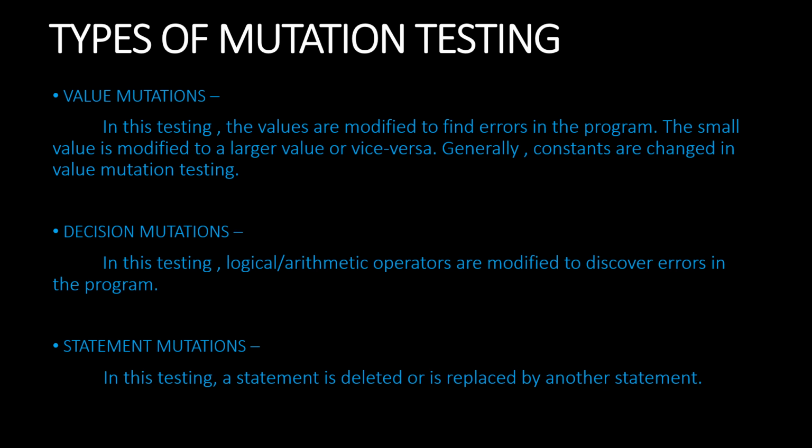Types of mutation testing. Value mutations. In this testing, the values are modified to find errors in the program. A small value is modified to a larger value or vice versa. Generally, constants are changed in value mutation testing. Decision mutations. In this testing, logical or arithmetic operators are modified to discover errors in the program. Statement mutations. In this testing, a statement is deleted or is replaced by another statement.